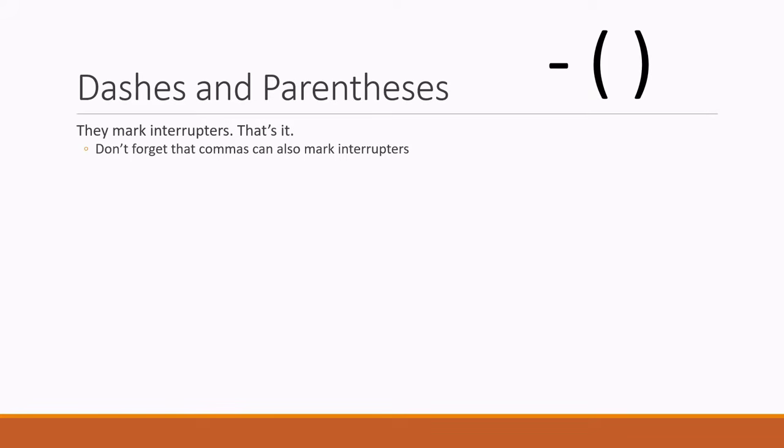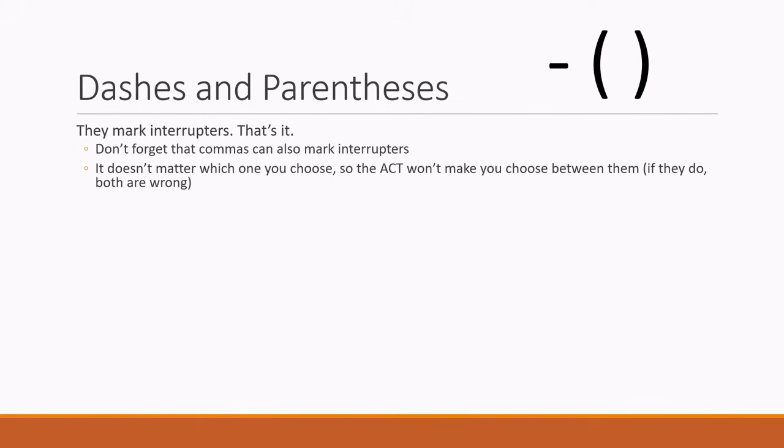So test it. Try taking out the interrupter if you think it's what it is, and if you can, and the sentence still makes sense, then use one of these guys. The ACT doesn't make you choose between dashes, parentheses, or even commas. If they're truly interrupters, just like between the periods and the semicolons, there's no way to choose between them. If you have to, they're both wrong because you probably don't actually have an interrupter here.